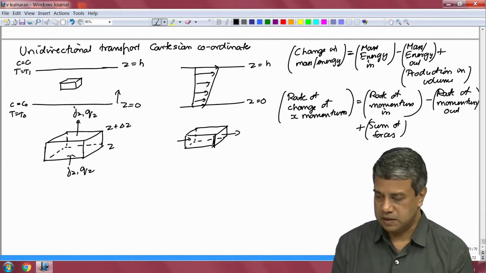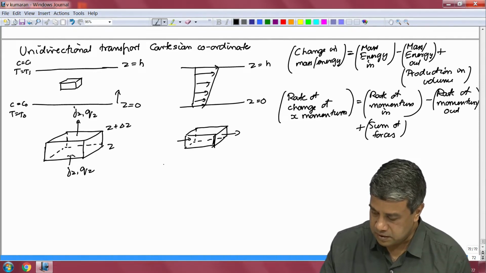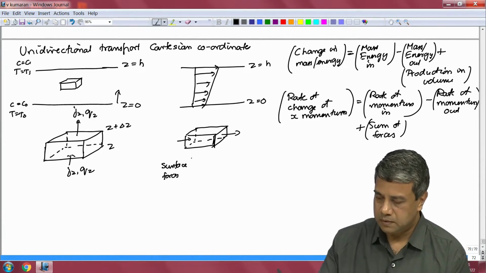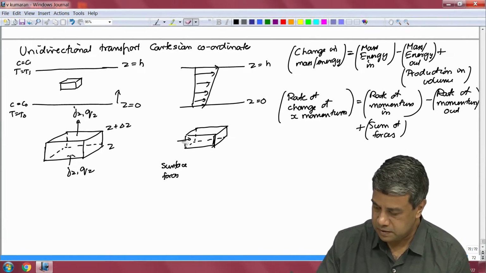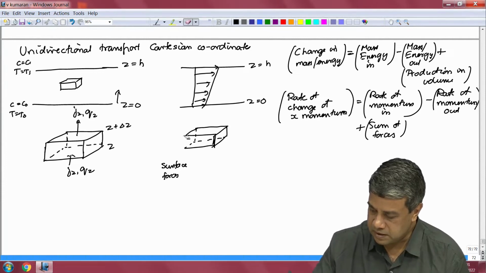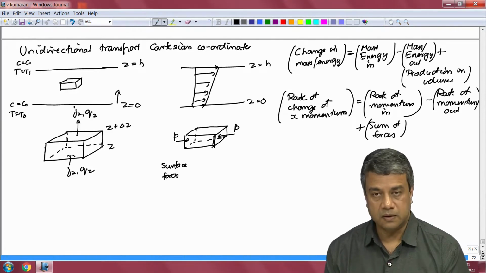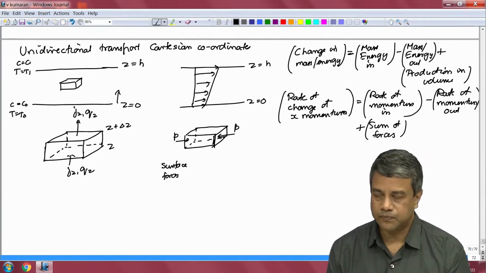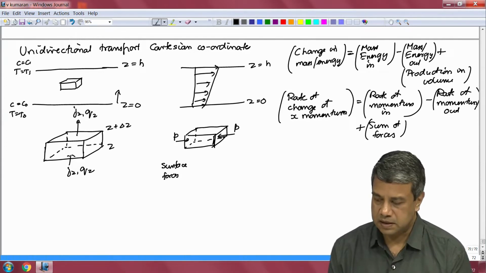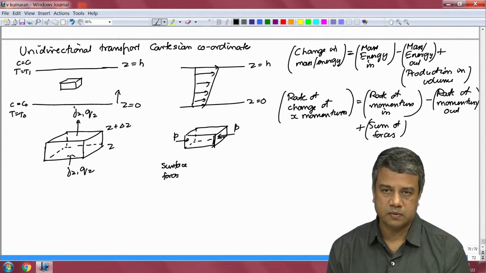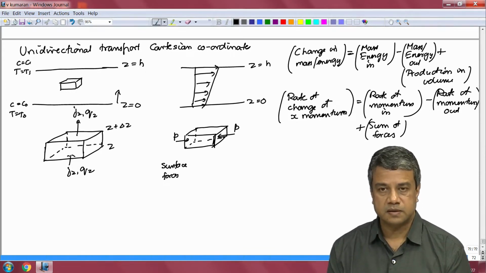Forces are of two kinds, one is what are called the surface forces, which is basically the pressure force. The pressure force in the x direction acts on the left face and on the right face. Pressure always acts along the inward unit normal. It is a compressive force. Since there is no variation in the x direction, the magnitude of the pressure on both sides is the same. Direction is opposite, so there is no net force.